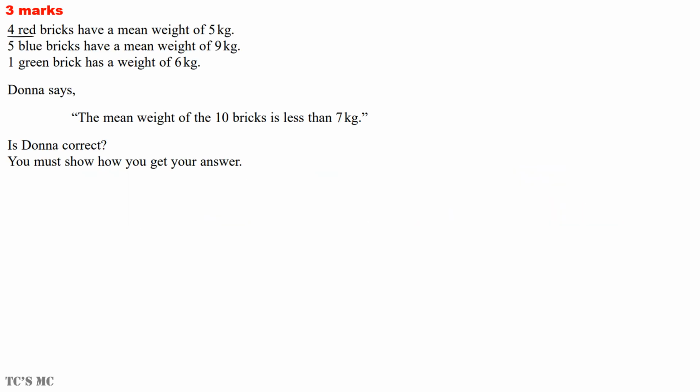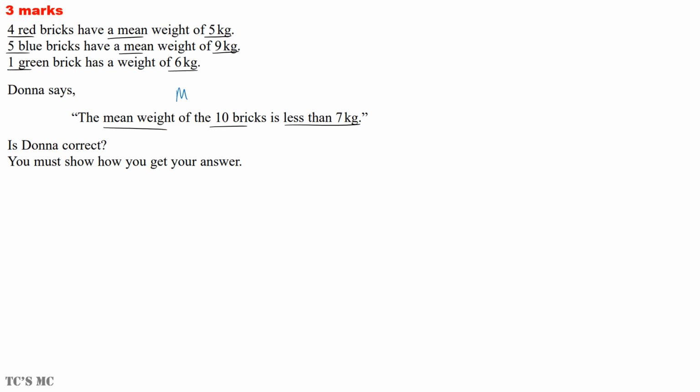Four red bricks have a mean weight of 5 kilograms. 5 blue bricks have a mean weight of 9 kilograms. 1 green brick has a weight of 6 kilograms. Donna says the mean weight of the 10 bricks is less than 7 kilograms. Is Donna correct? You must show how you get your answer.